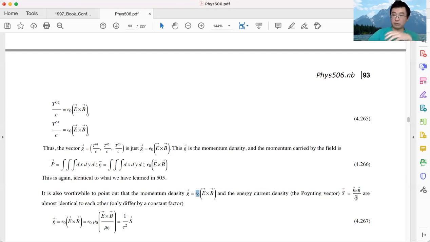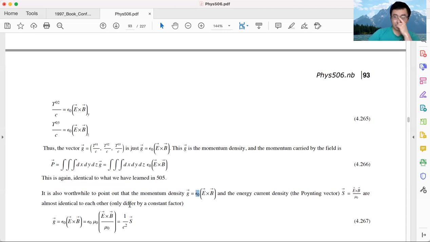This coefficient difference tells me that these two quantities are proportional to each other, and the ratio is epsilon zero mu zero. Epsilon zero mu zero is 1 over the speed of light squared. That's why we know G and S must be proportional to each other with this ratio.